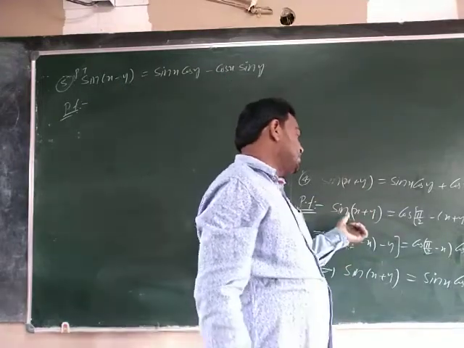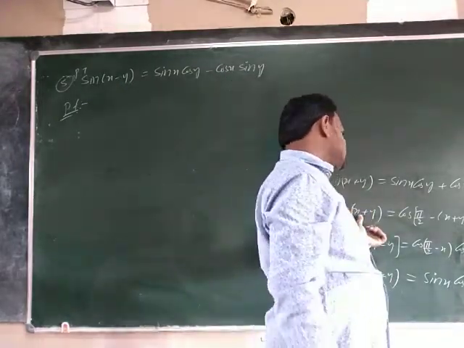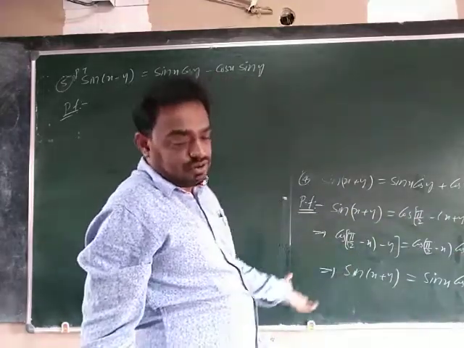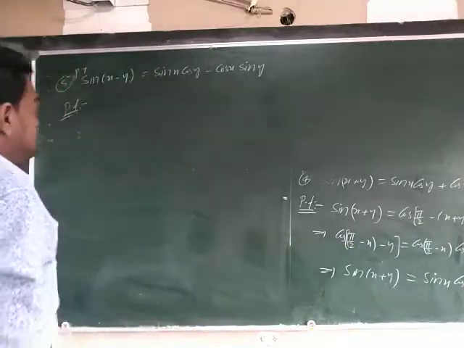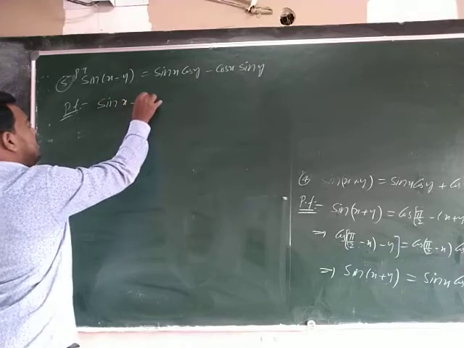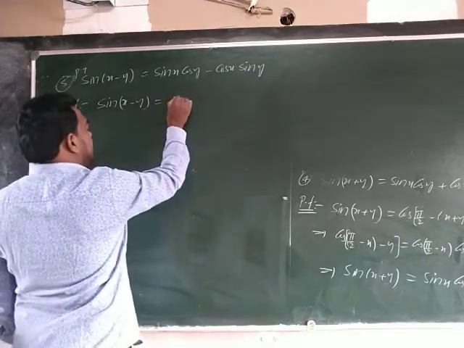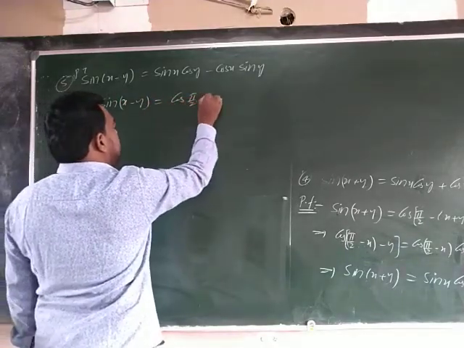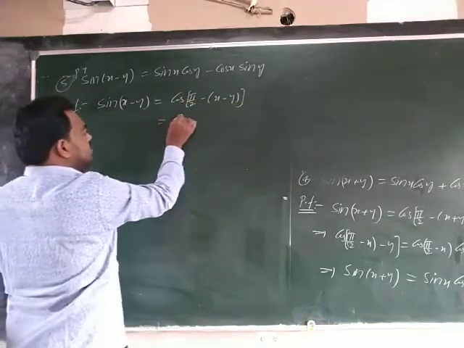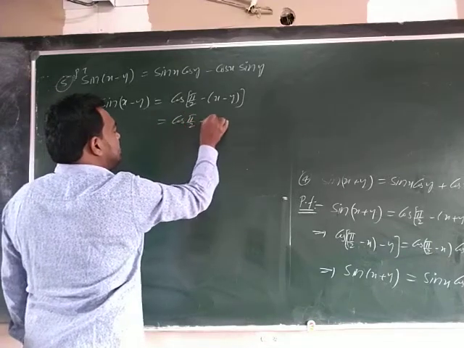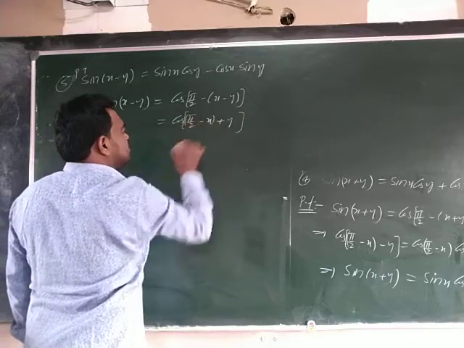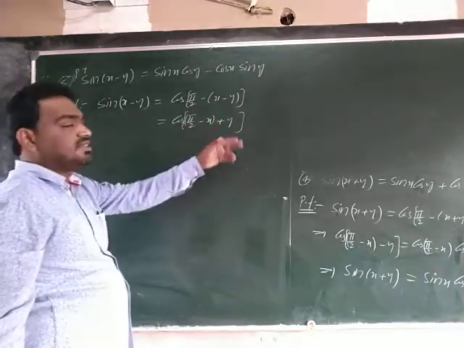Otherwise, we can write sin of (x plus y) is equal to cos of (pi by 2 minus (x plus y)). Like that we can also do this one. So here, sin of (x minus y) is equal to cos of (pi by 2 minus (x minus y)), which is equal to cos of ((pi by 2 minus x) plus y). So we take pi by 2 minus x as one term and plus y as the other.